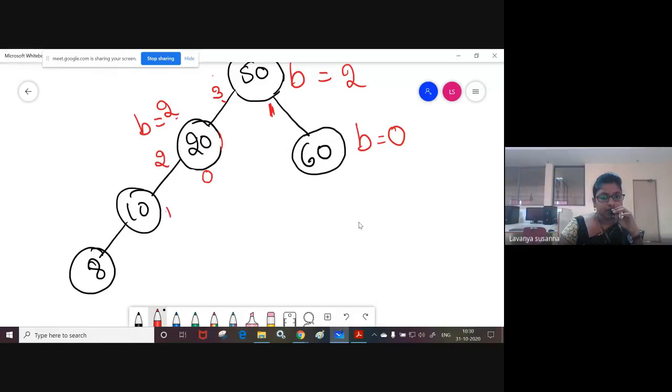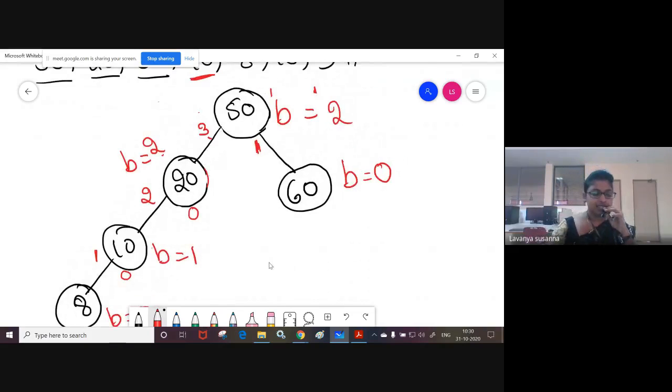For node 10, B equal to, left subtree height, there is only one child, one link, 1. Right subtree, there is no right child, so 0. 1 minus 0, 1. Now the balancing factor for 8, a leaf node, is 0. Now see here, this tree is not at all balanced, because at node 20 you got balancing factor 2. At node 50 you got balancing factor 2. It is violating the AVL tree property.